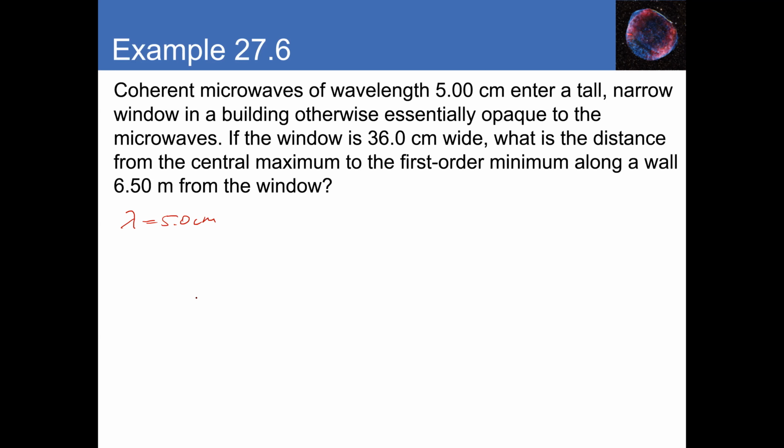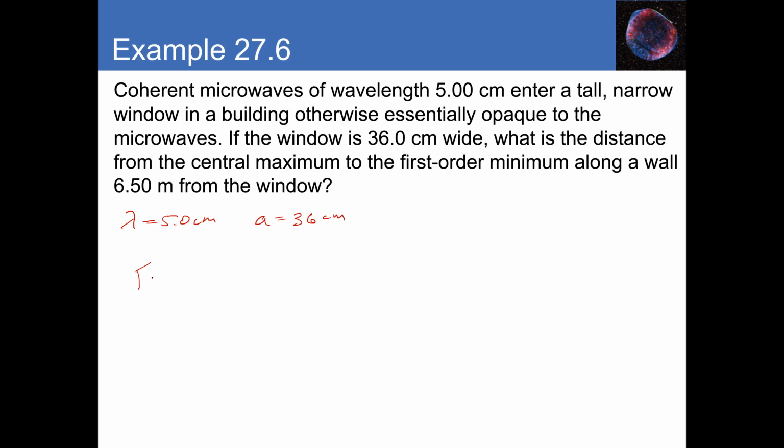Okay, well, that's because it's a microwave, not a visible light. We are given that the window is 36 centimeters wide. That means that's basically our opening, a. And we're told, from this, what is the distance from the central maximum to the first order minimum along a wall 6.5 meters from the window.